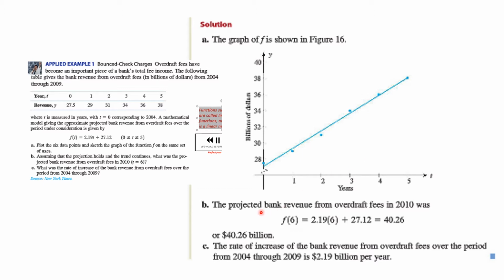The projected bank revenue from fees in 2010 was, we use 6, and notice that we're extrapolating here. We're going beyond the data that we have, but we're projecting that it's going to be, when we substitute that into the model, $40.26 billion. Again, the units matter. And the rate of increase of the bank's revenue from overdraft fees over the period is the slope of the line, and it is 2.19 billion per year.